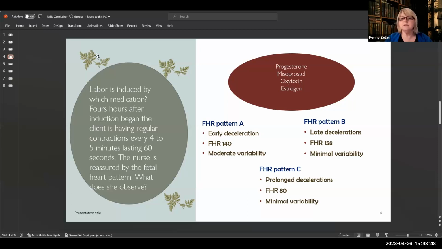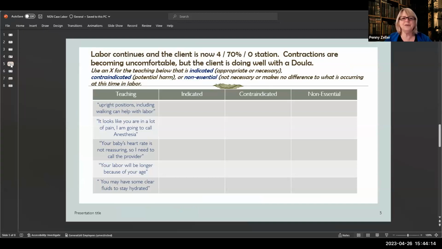A is correct. It's A. Early decelerations are okay. Fetal heart rate is good. Moderate variability is good. Okay, the other 2 are not good. Any late or prolonged deceleration means that the placenta is not getting oxygenated blood. Okay, and we're going to talk about these things today. So you'll get a little clearing of the mind later.